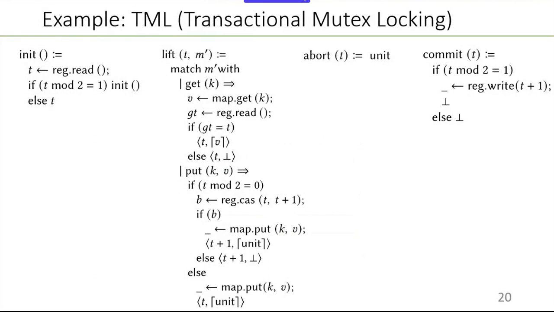Here's an example of these protocols. We are looking at the transactional mutex locking. This is actually one of the protocols that we verified in our framework. We don't want to go through this. I just want to show you that it's a complicated implementation, but we can capture it as I described, and it does provide the interface that I showed you.